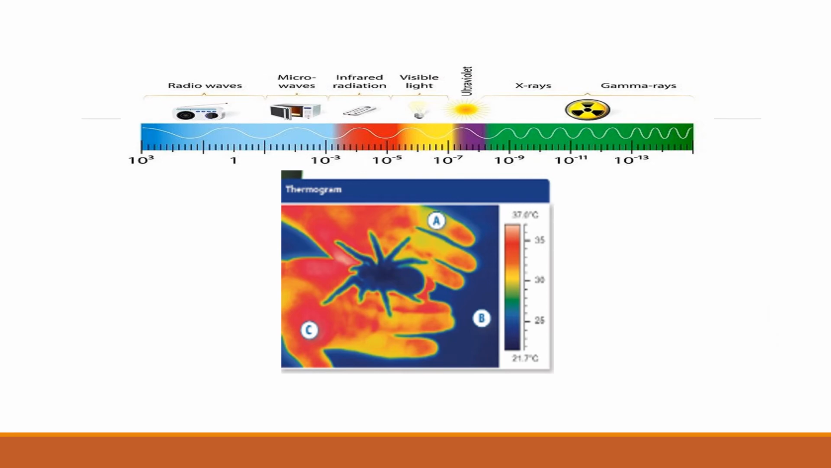I want you to look at the picture on page 304, the thermogram. So what kind of waves are used to make a thermogram? Very good. They use infrared waves. According to the scale, what is the warmest part of the image? Excellent. The palm of the hand is the hottest or the warmest part. What do you think the person is holding? Yes, the person is holding a large spider or a tarantula.